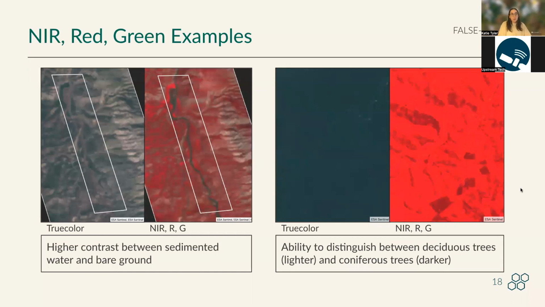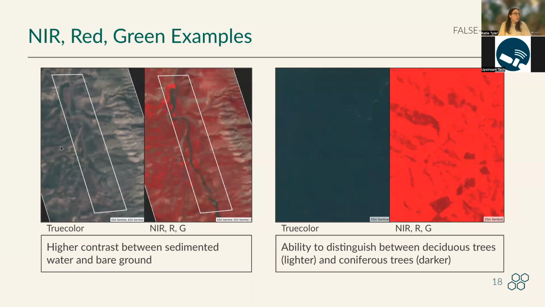So here are some examples. We have true color on the left and then the false color equivalent on the right. One thing I think this can be really useful for is getting a high contrast delineation of where we have water and where we do not.